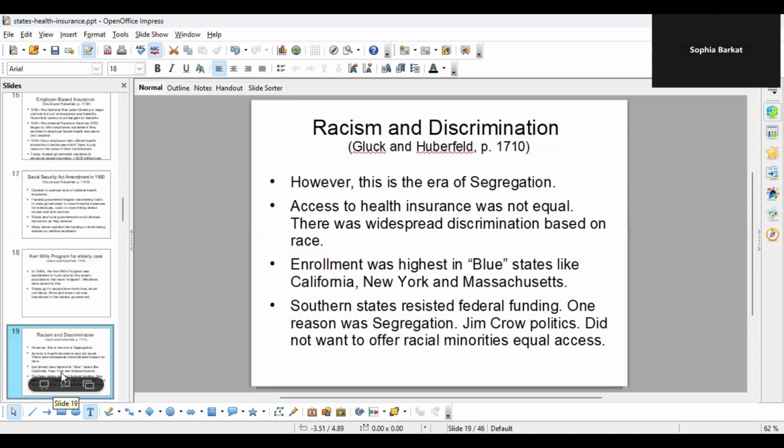In the case of health insurance, access again was not equal when it came to the Kerr-Mills program. So enrollment we saw was highest in blue states like California, New York, and Massachusetts, but southern states were resisting federal funding because once they took the federal funding, they would have to end segregation, and they didn't want to end segregation, right? And once you took the federal funding, you had no choice. So they resisted.